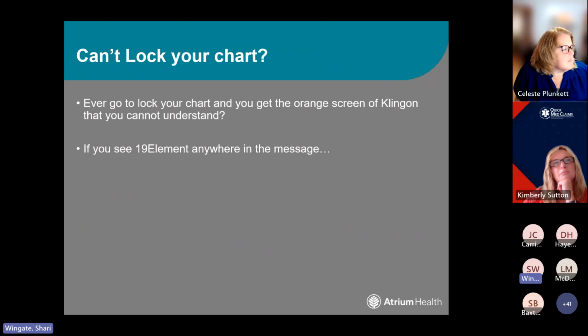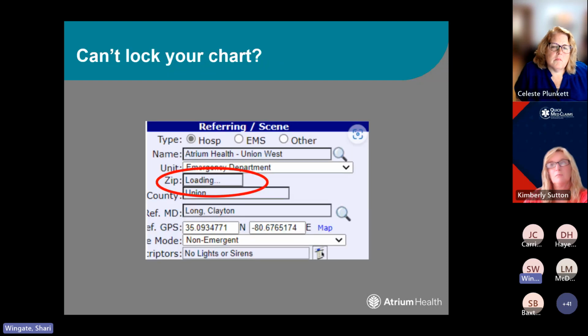You can't lock your chart. I get those quite a bit. If you ever can't lock your chart and you see the orange screen, it's Klingon that you can't understand because they can't just write out, hey, go to page this and fix it. If you see 19 element anywhere within that message, go to your referring facility and look right there for your zip code. If it says loading, reload your referring, and then you'll be able to lock the chart. Thank you, and that will save me a lot of time.